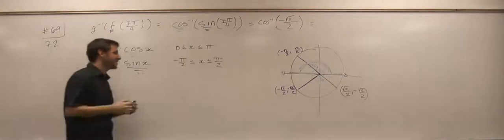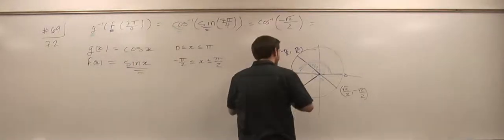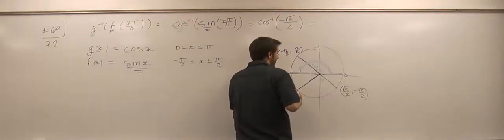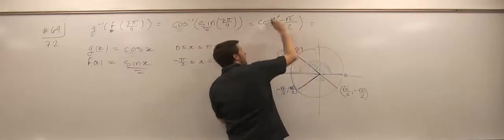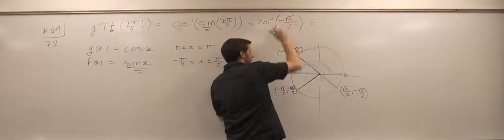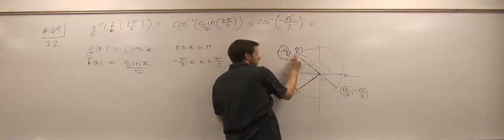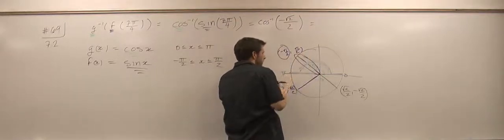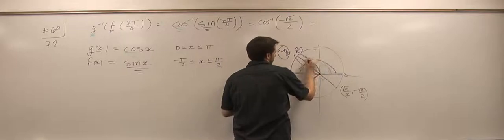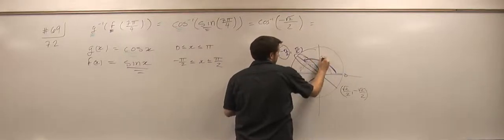Ooh, I'm glad I saw my mistake. Yeah, so I need to find cos inverse of negative root 2 over 2. So I focus on this negative root 2 over 2, and then I focus on this angle here, which is equal to 3 pi over 4. This guy here.